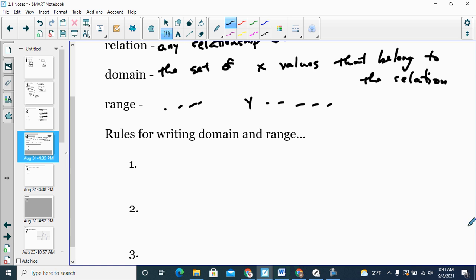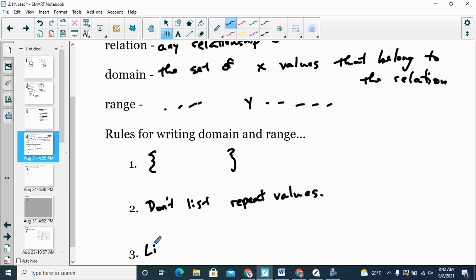Rules for writing domain and range. The first is we are going to use curly brackets. They look like that. We are not going to list repeat values. So if the number 4 appears in our domain 3 different times, we just put it once. And then we also list from least to greatest.